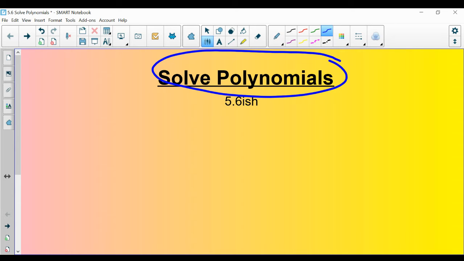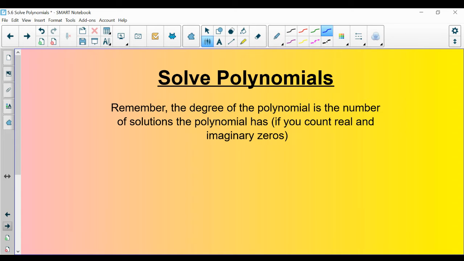Now, this is going to utilize some ideas that we needed in the past. One of those ideas is this: remember that the degree of the polynomial is the number of solutions that polynomial has. So if you have a quartic, remember quartic means its biggest exponent is to the fourth power. That means you need to find potentially 4 solutions, or you should be finding 4 solutions if you are asked to find all of the solutions for that polynomial.